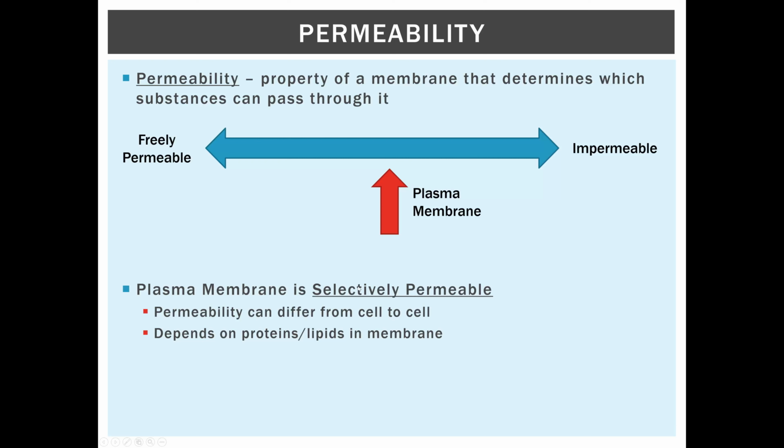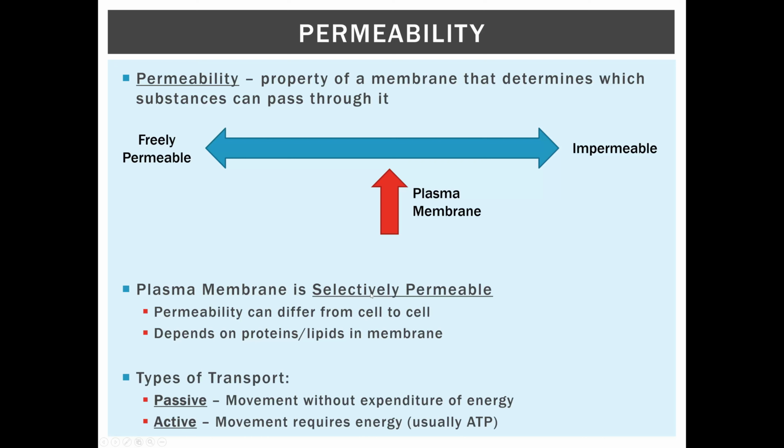And what that means is the permeability can actually differ from cell to cell, and it can depend on what proteins and lipids are actually found in the plasma membrane of that particular cell type. So remember, the proteins can form channels and carrier proteins, and that controls what is allowed into and out of the cell. There are two broad classes of transport. Passive transport is when you move stuff without the expenditure of energy, so it happens with no energy consumption whatsoever. And active transport means that you require energy to make it happen, and that energy is usually in the form of ATP.